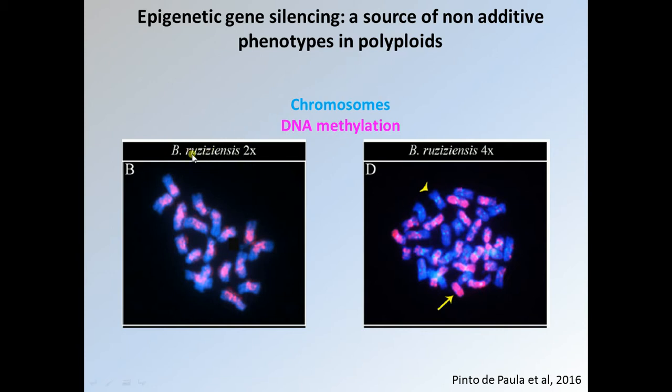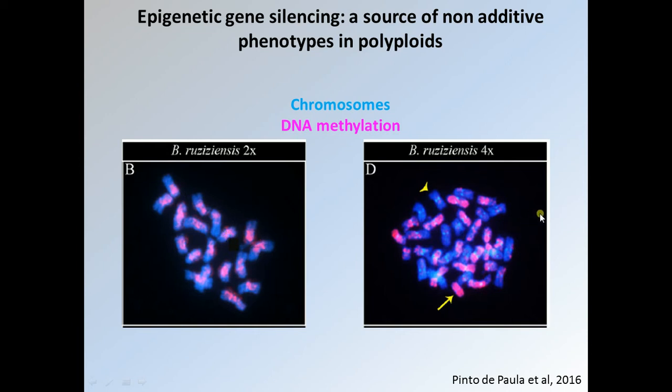So you have a diploid versus a tetraploid. They stained the chromosomes in blue with DAPI, which just stains DNA. And then one of the marks that contributes to epigenetic silencing is DNA methylation. Here it's in situ hybridization with a probe having a fluorescent molecule, which is here pink. Let's look at the diploid first. In the diploid, you see that the pink is widespread in all chromosomes in a very homogeneous manner. You have more or less the same amount of DNA methylation in all chromosomes.